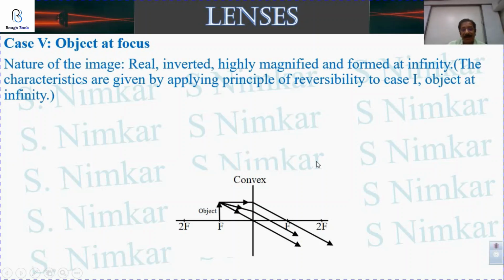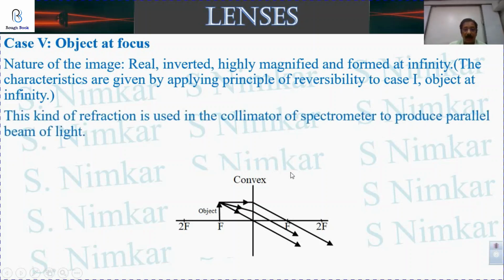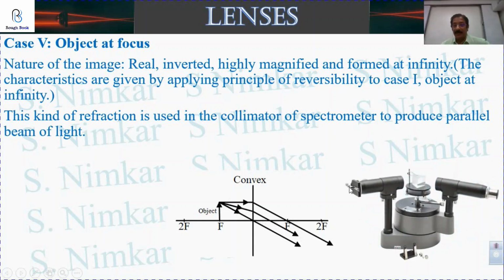In fact, in many of the experiments where you require a source of parallel beam of light, we use this case. One of the examples is the collimator of the spectrometer. Now, when we obtain spectrum, the incident beam on the prism is required to be parallel. So the tube collimator has this kind of arrangement. This is the diagram of a spectrometer. This is collimator tube and this is telescope. Through this you can see the spectrum of the colors. A light source is kept in front of it.